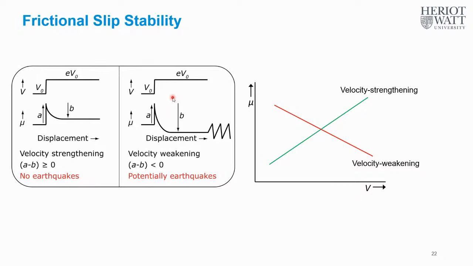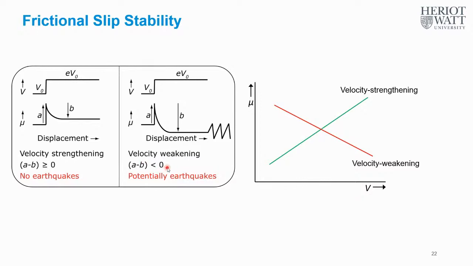There's also another type of response possible. So we have the same stepwise increase in slip velocity here. Again, the friction coefficient increases instantaneously, but the final friction coefficient here is lower than the initial one. So for an increase in velocity, the friction coefficient goes down. We call this velocity weakening behavior. And this rate and state friction parameter, a minus b, is negative for velocity weakening behavior.